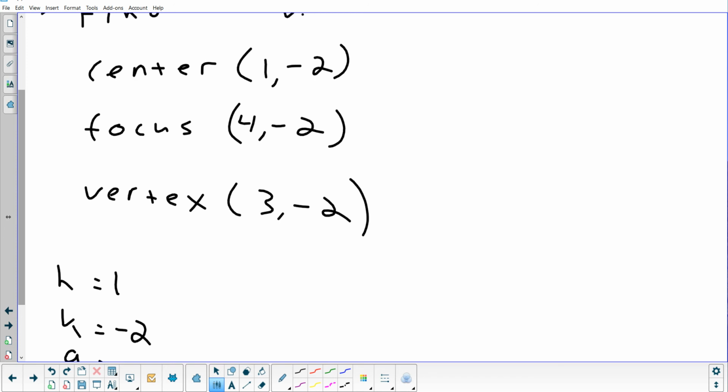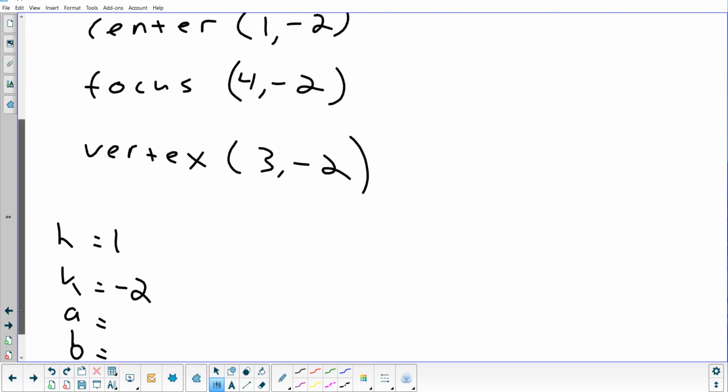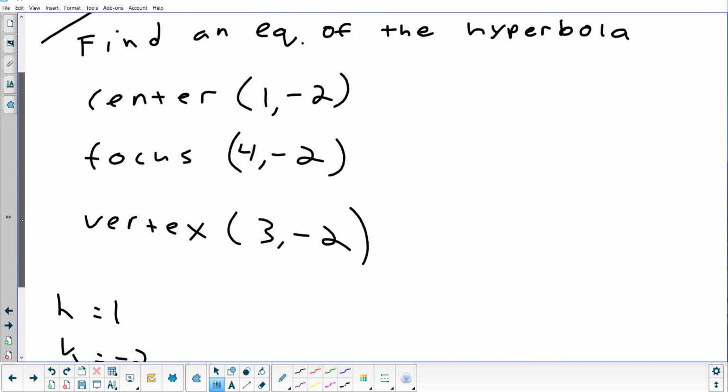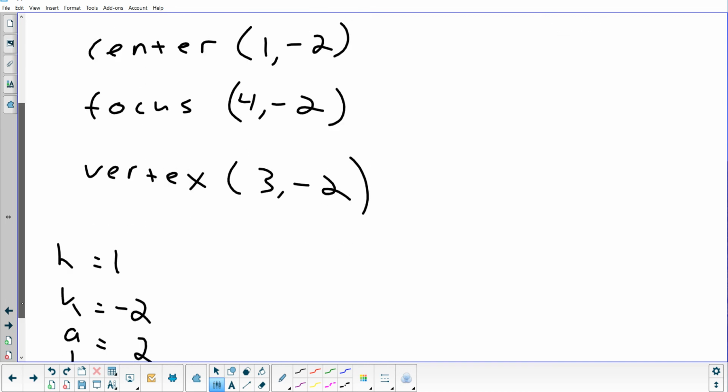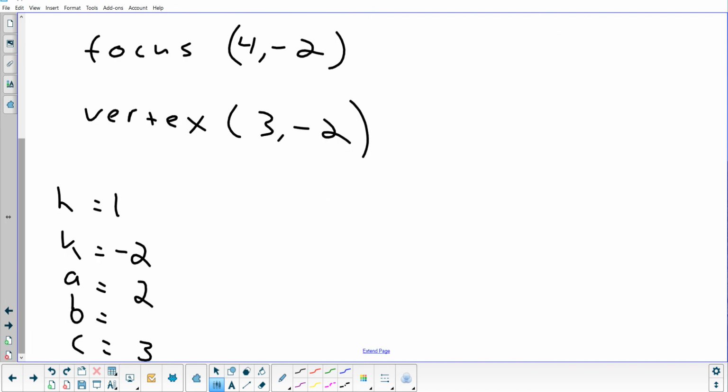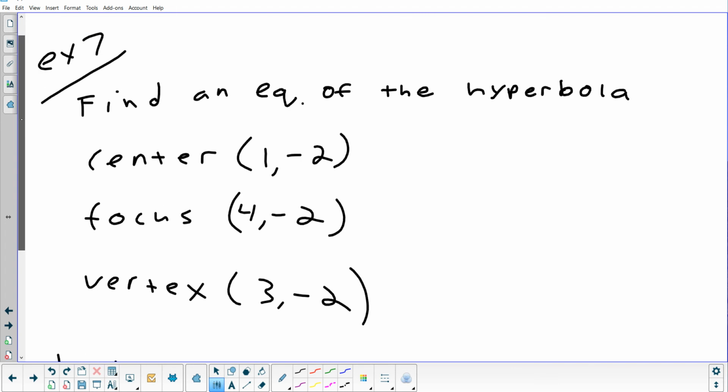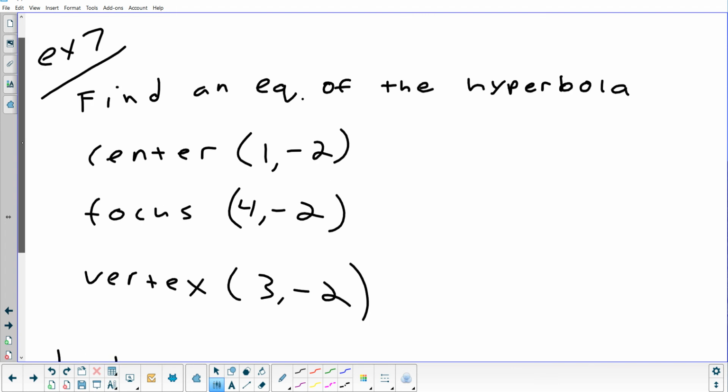A is center to vertex: 2. C, center to focus: 3. And b, well, c squared equals a squared plus b squared. We've had this number come up a lot today. b is the square root of 5. Again, not important unless we are writing the asymptotes. And we're not. We're writing the equation.